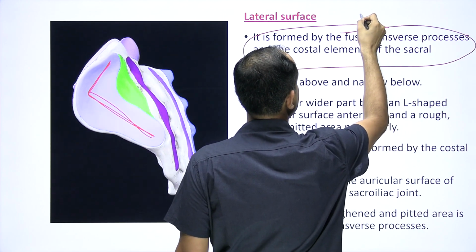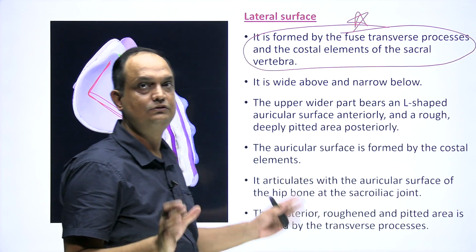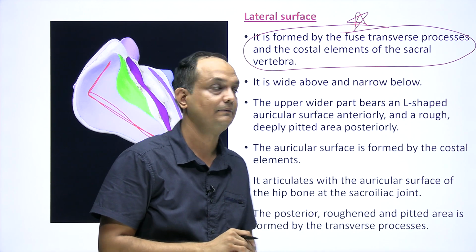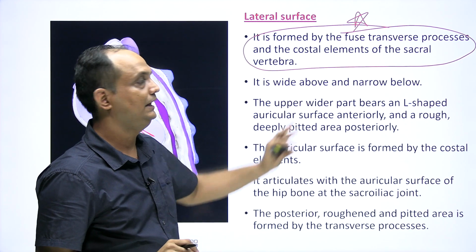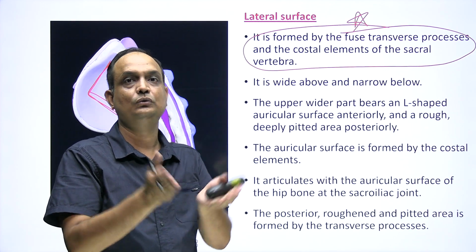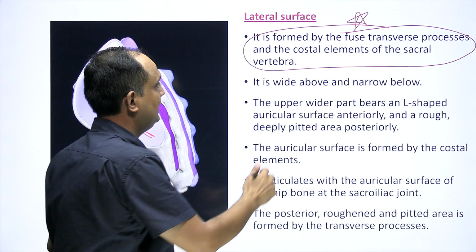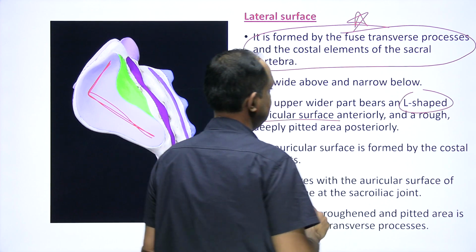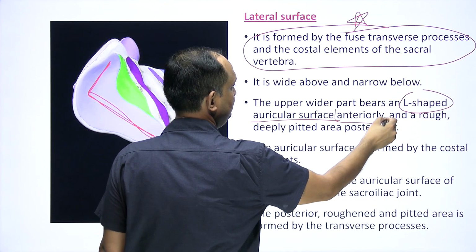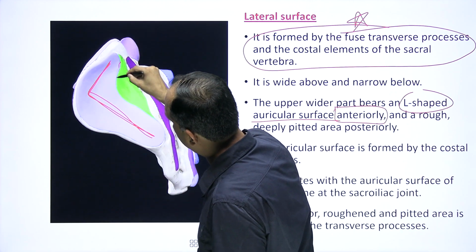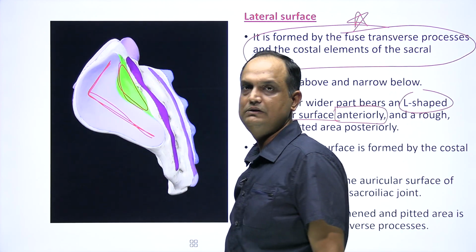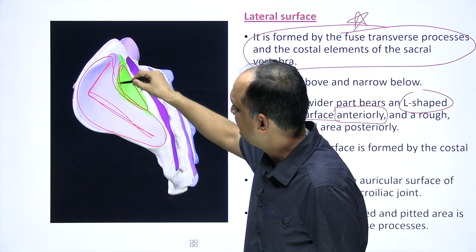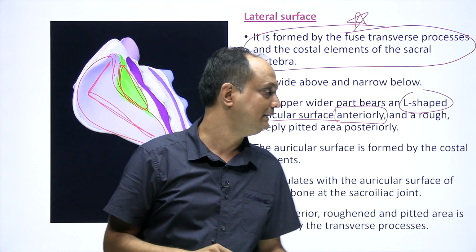Now we have seen this again and again, that lateral mass is nothing but a fused costal and transverse process element. It is wide above and narrow below, that you have seen that it is a triangle, so it is wider above and narrower below. The upper wider part bears an L-shaped articular surface, which I have already discussed, and this is actually placed anteriorly, and posteriorly you have one more rough area. So when you see the lateral side, you will find the articular surface, and behind the articular surface some rough area is also present.